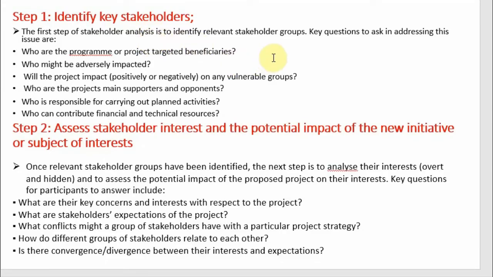First thing you have to check is who the program or project's targeted beneficiaries are. Second, who might be adversely impacted. Third, will the project impact positively or negatively on any vulnerable group? Who are the project's main supporters and opponents? Who is responsible for carrying out the planned activity? And who can contribute financial and technical resources? So if you ask such questions, you can identify which category our stakeholders belong to.